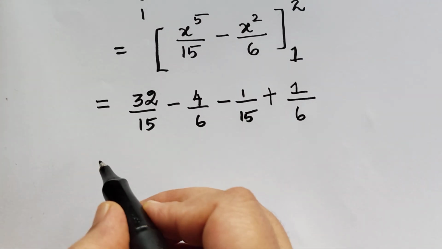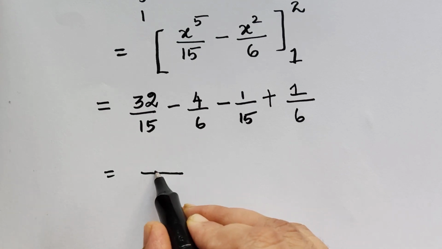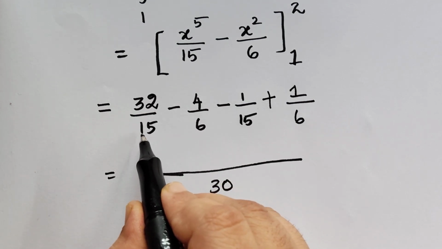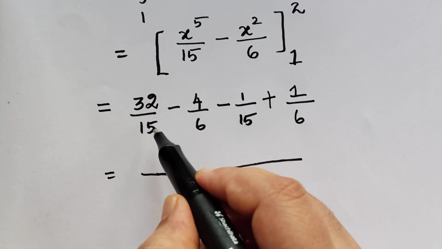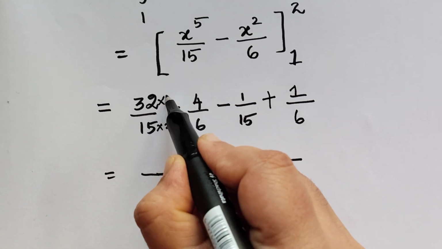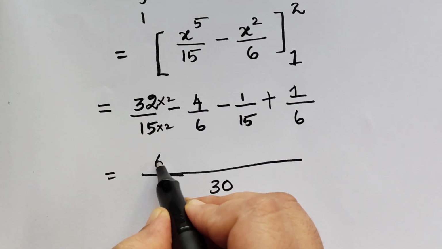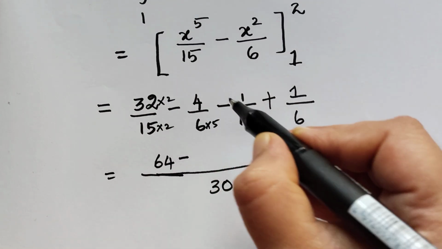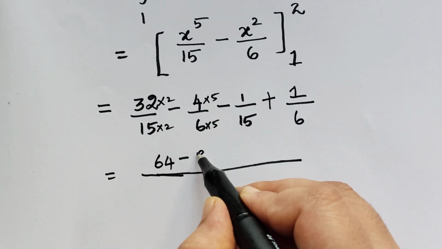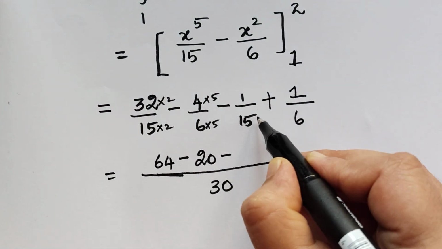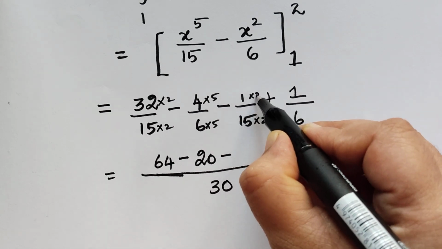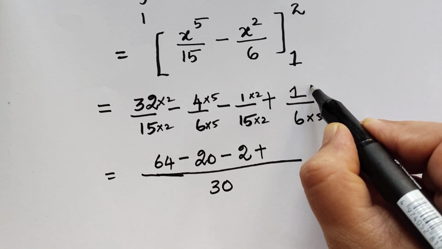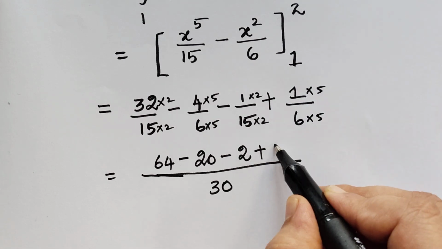Now we shall simplify this. Throughout, if you see, the LCM is 30. When you take the LCM, it will be 30. We have to multiply 2 with 15 in order to get 30, and the same 2 we have to multiply in the numerator. So 32 multiplied with 2 gives us 64. Minus, with 6 you have to multiply 5 in order to get 30, so 4 multiplied with 5 is 20. Then minus, here you have to multiply 2 in order to get 30, and 2 multiplied with 1 gives 2. And then plus, with 6 you have to multiply 5, and the same 5 multiplied with 1 gives 5.